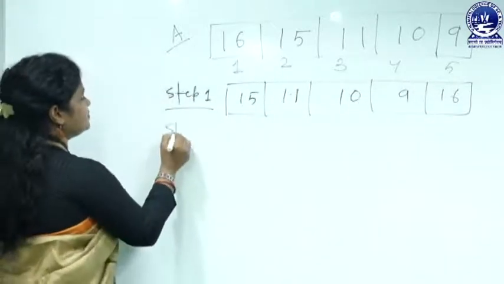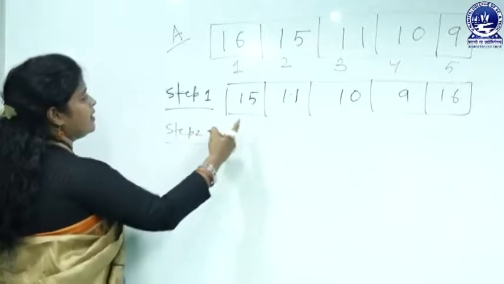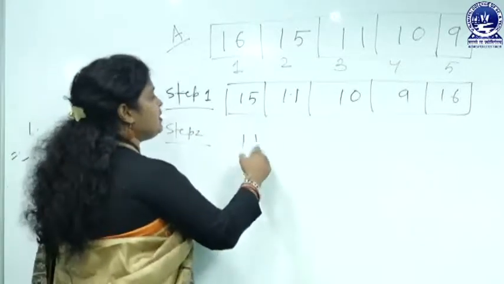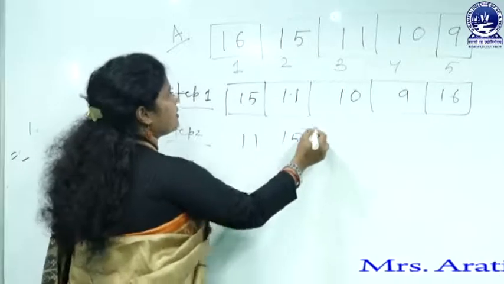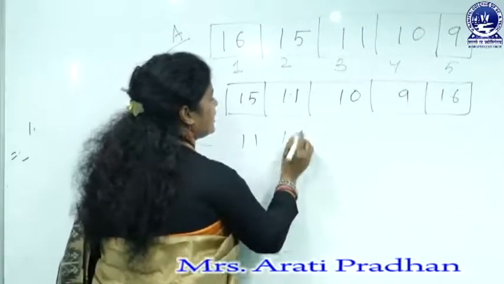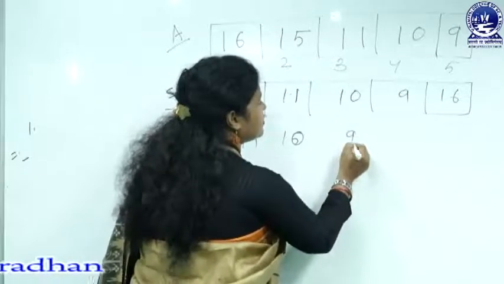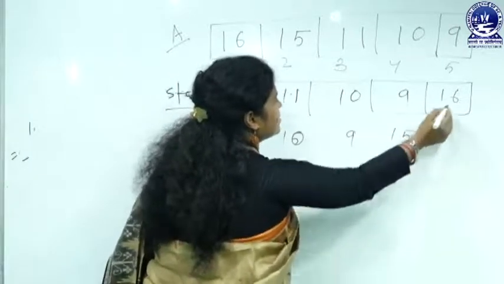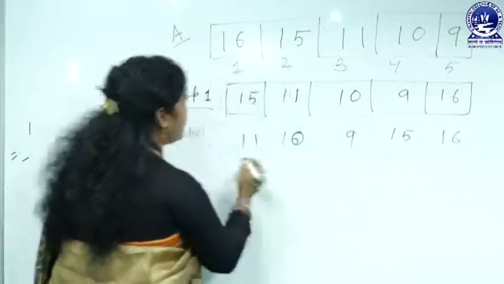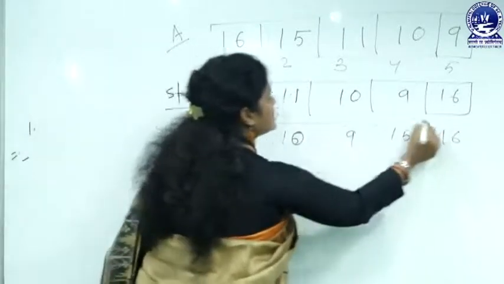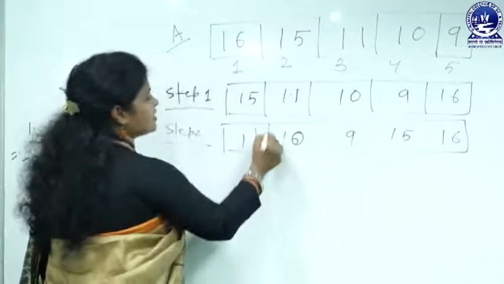Then step 2, 15 with 11, 11 will come here, then 15, 15 with 10, 10 will come here, then 15, 15 with 9, 9 will come here, then 15, 15 with 16, all these are in proper position. So, after step 2, you will get this type of output.